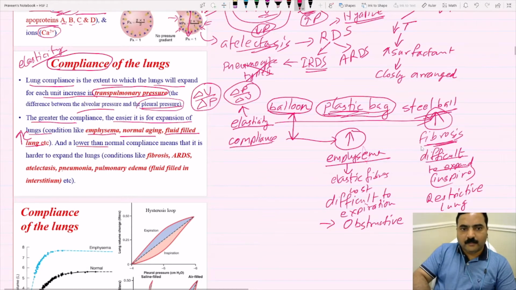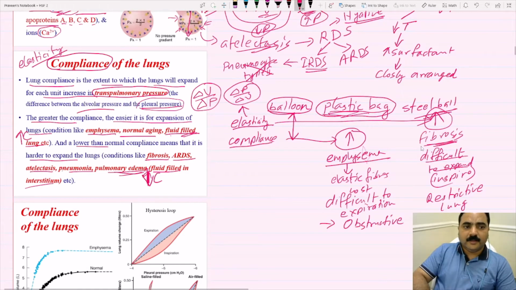And a lower than normal compliance means that it is harder to expand the lungs. Conditions like fibrosis, acute respiratory distress syndrome, which also includes atelectasis, pneumonia, pulmonary edema. Here, fluid filled in the interstitium is your pulmonary edema. Pulmonary edema is difficult to expand, but when the fluid is inside the lung, it's easy to expand. So here you have decreased compliance.